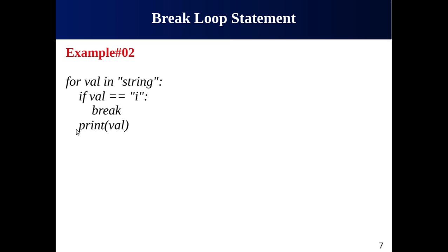And then we come to the print statement. So the current value of val, which is s, will be printed on the screen. As we are dealing with the loop, go back and now increment the value of val by 1. Now it will refer to the t character.